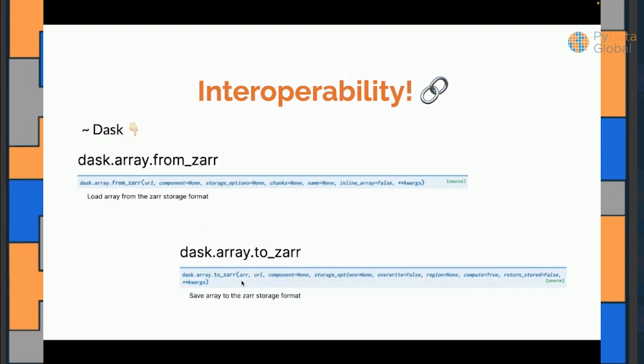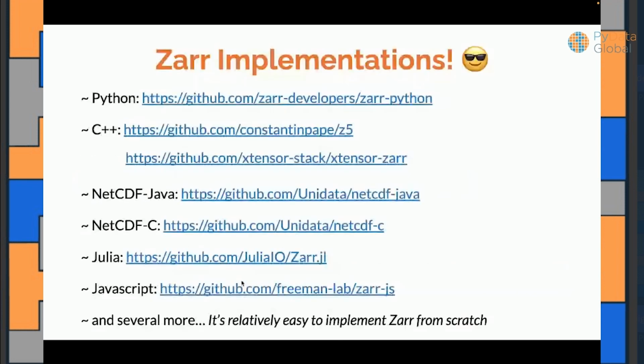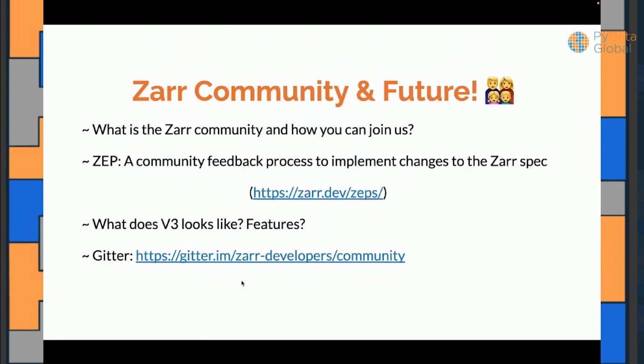We also have examples for Dask, like how you can use Zarr from Dask for loading and writing, loading the Zarr array and storing to a Zarr array. And as mentioned, we have implementations in different languages. Python is the most used one, and then we have C++, Java, C, Julia, JavaScript, and several more. The specification is open source and free. So if you want to start implementing Zarr, just hit me up, and we are more than happy to help you.